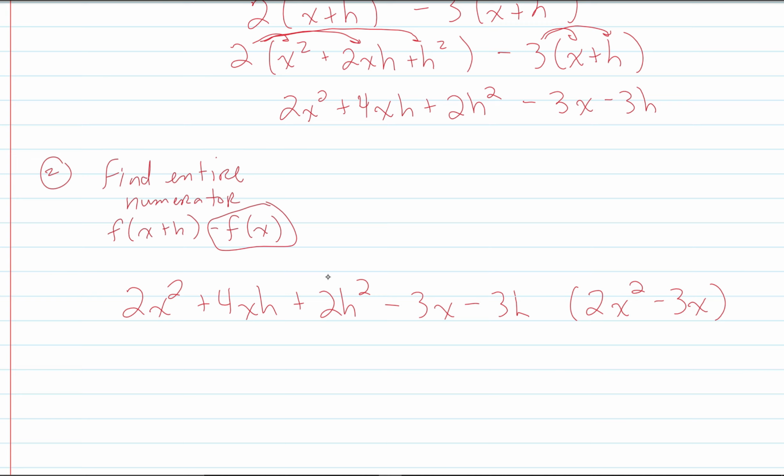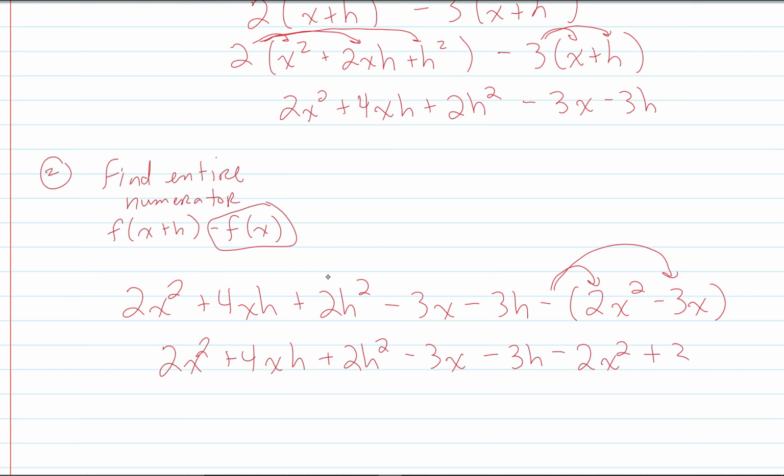So now we have to clean it up a little bit. So what I'm going to do to clean it up is distribute again, right? Because I see it's subtracting this entire quantity. So with polynomials, when you subtract a whole quantity, it's like distributing a negative 1 through. And then I'm going to combine like terms wherever I have them. So 2x squared plus 4xh plus 2h squared minus 3x minus 3h minus 2x squared plus 3x.